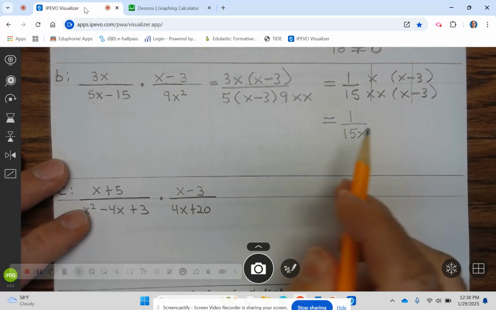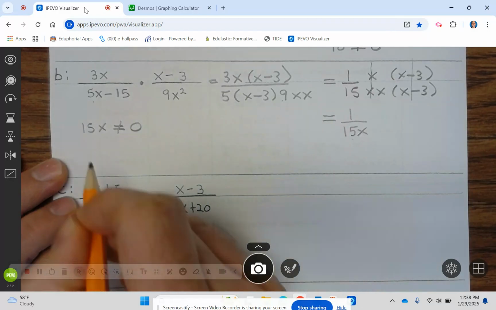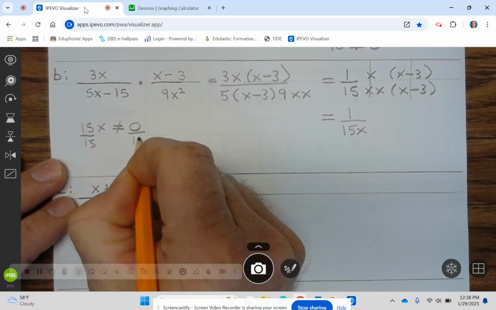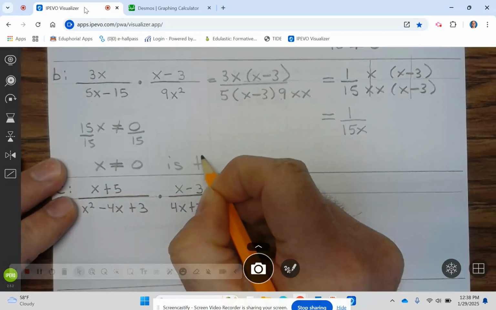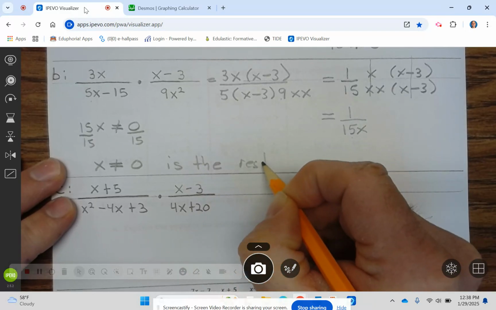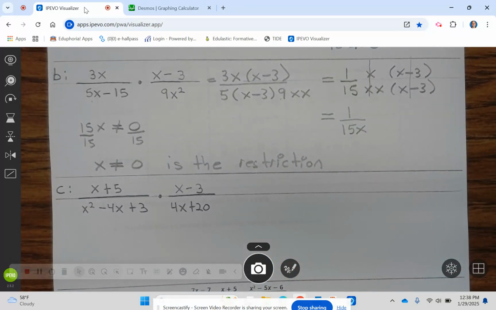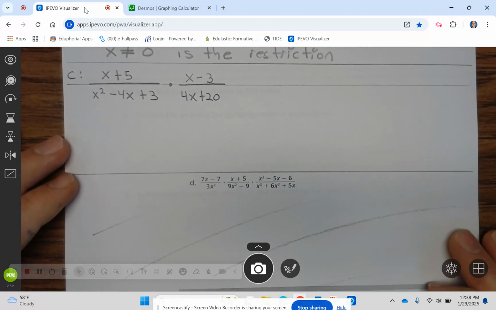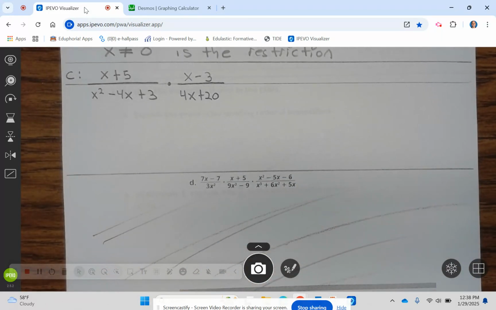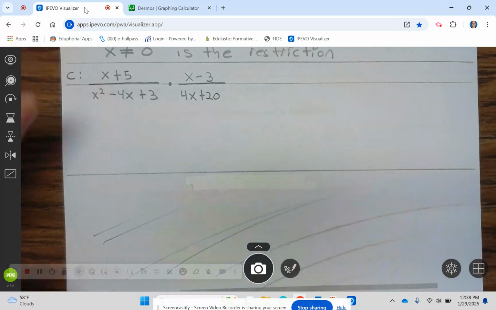So we need to figure out what makes this 0. So we take 15x not equal to 0, divide 15 by both sides. So x does not equal 0 is the restriction. All right, go ahead and finish up B. Let's take a look at C. I'm going to go ahead and mark out D. And I'm going to go ahead and white it out so I have space to work C.